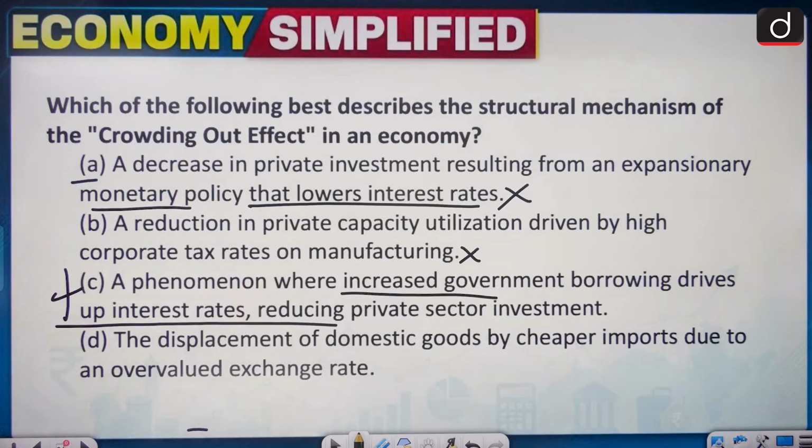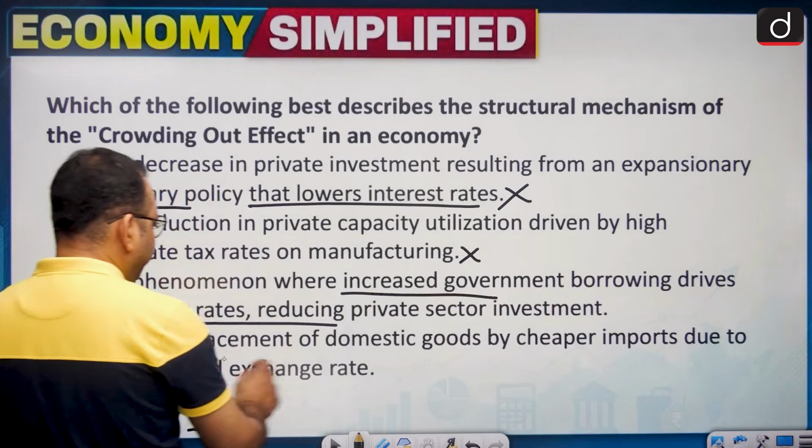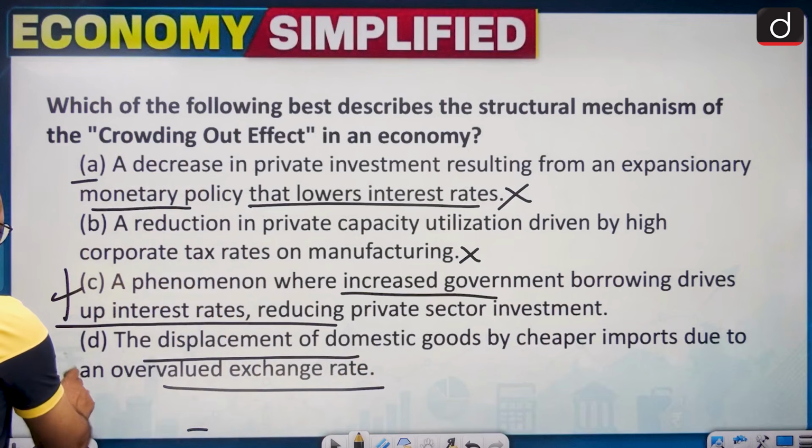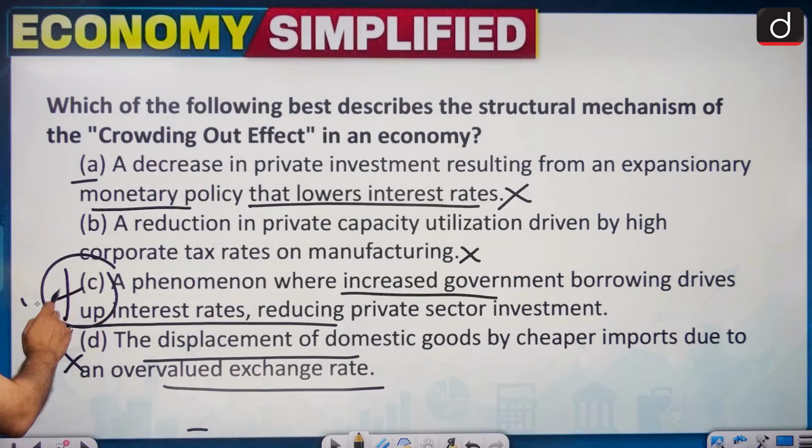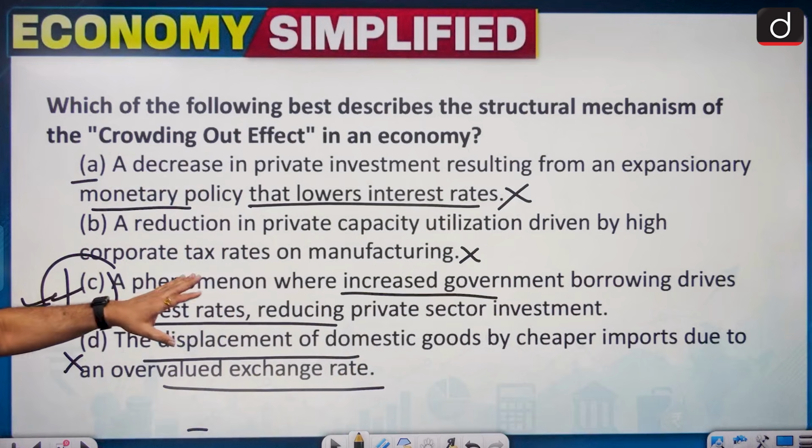The fourth statement is about displacement on the exchange rate, so this is not a correct statement. The answer is C, that this is the best description of the crowding out effect. So this is the second question that we have. Let's see the third question.